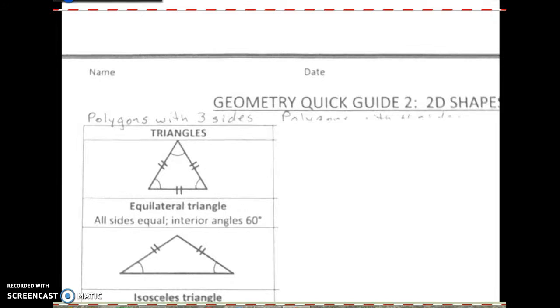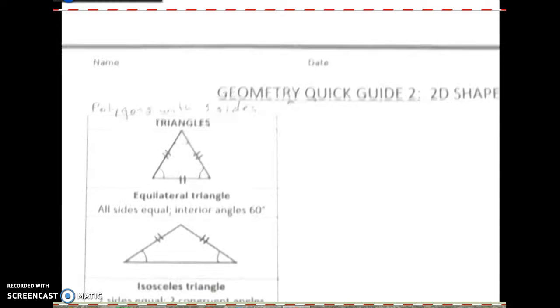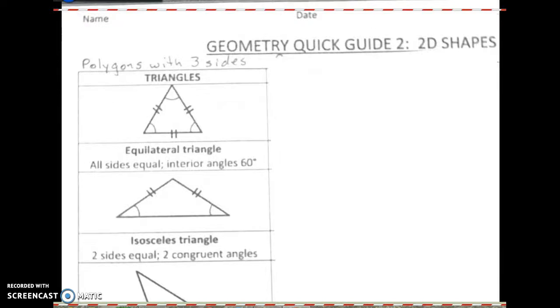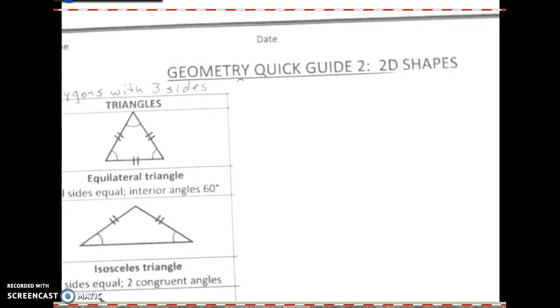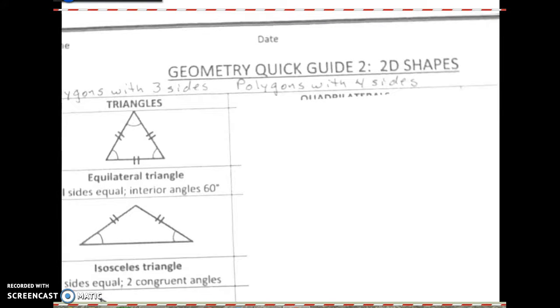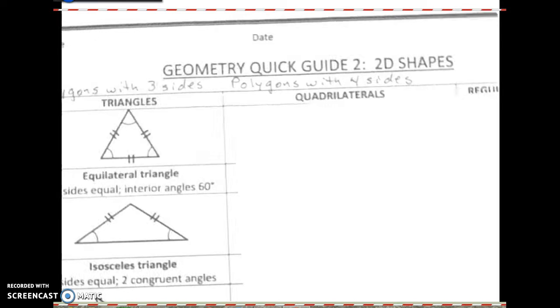The first column deals with polygons with 3 sides, the different triangles that we've dealt with. Equilateral, isosceles, scalene, right triangles, acute triangles, obtuse triangles. The new polygons that we're going to be looking at are the polygons that have 4 sides, our different quadrilaterals, and we'll also look at our different regular polygons.